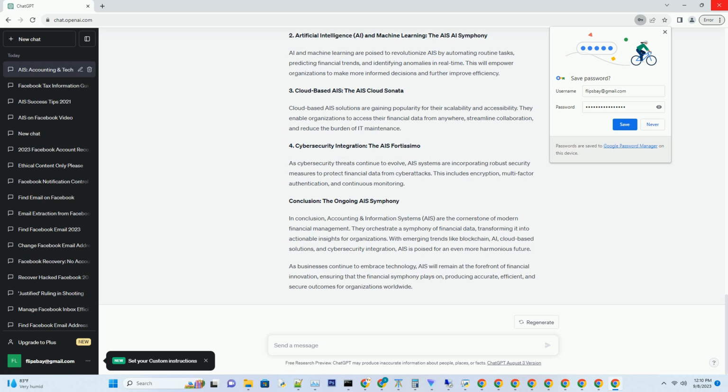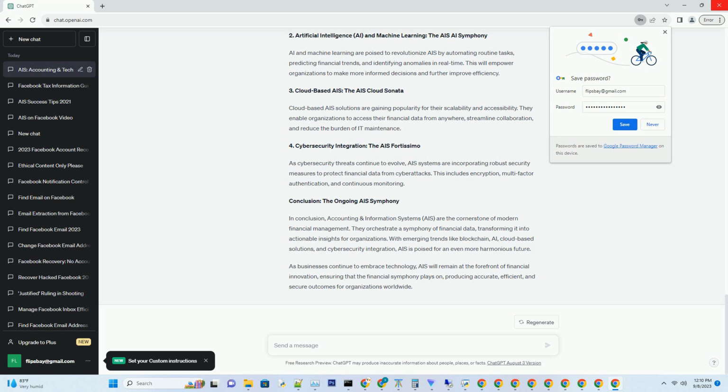Through the power of AIS, accountants can effortlessly create balance sheets, income statements, cash flow statements, and a myriad of other financial reports. These reports provide a snapshot of the organization's financial health and are invaluable tools for management decision-making, investor relations, and regulatory compliance.